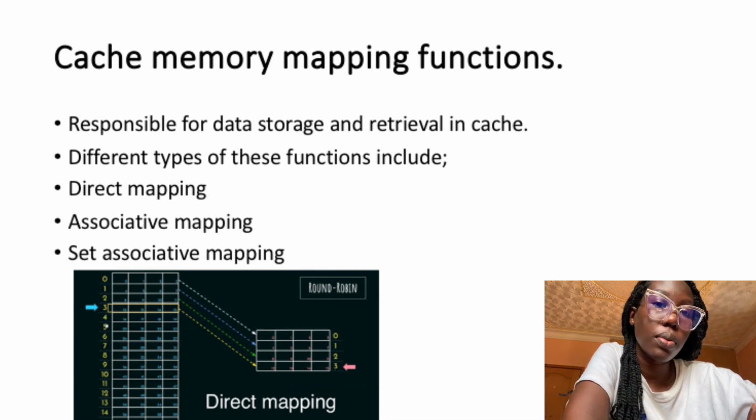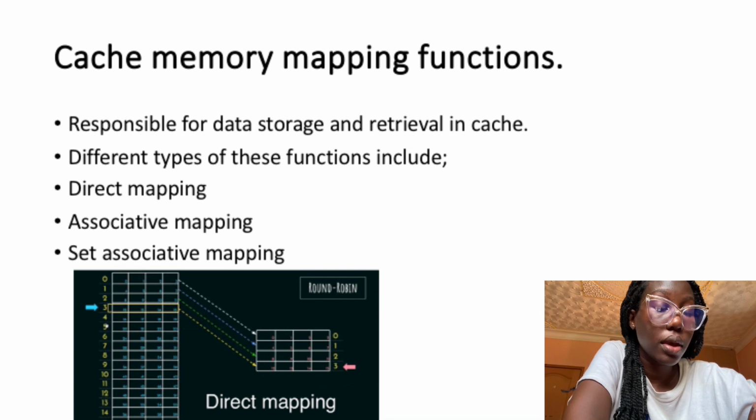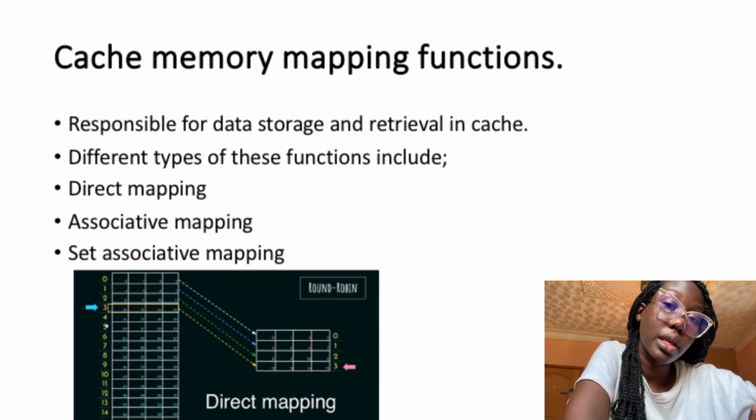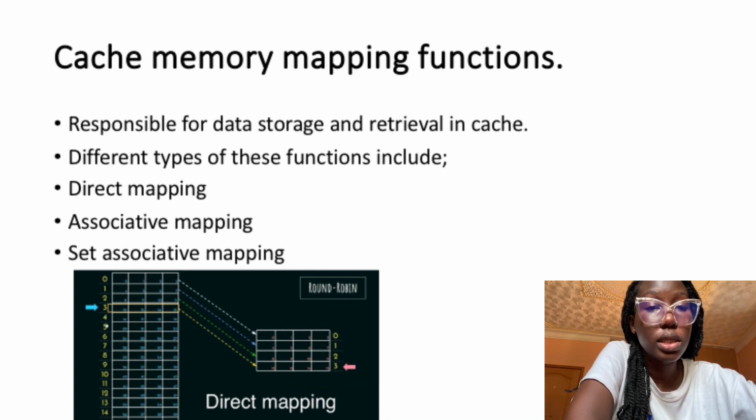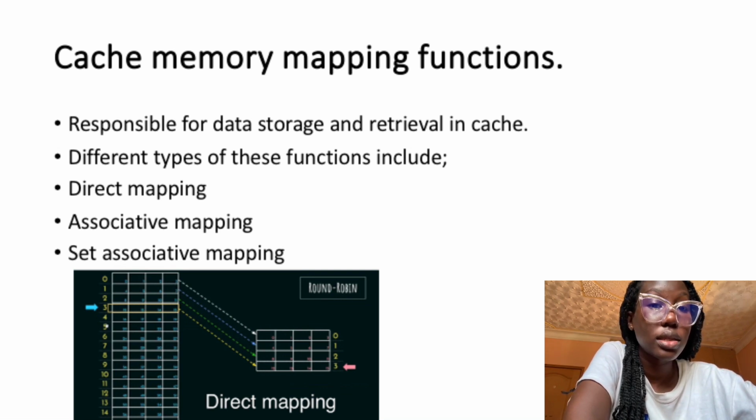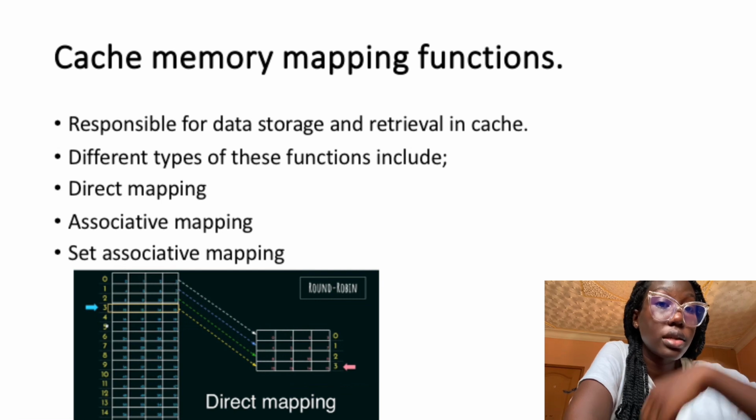To begin with direct mapping, this is actually the simplest form of memory mapping function, and it is commonly used by many computers. In direct mapping, a memory block is mapped directly to a specific cache line using a specific mathematical function. For example, if we have a cache with a total of 16 cache lines, each memory block will be mapped to one specific cache line.